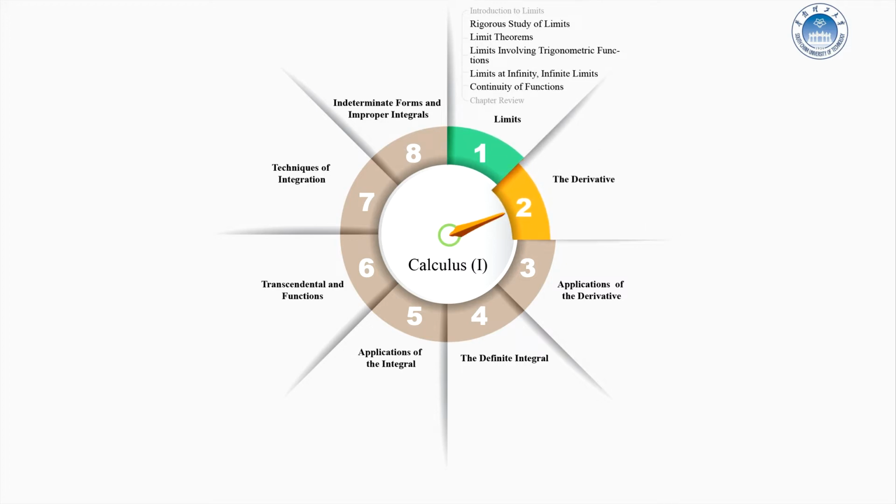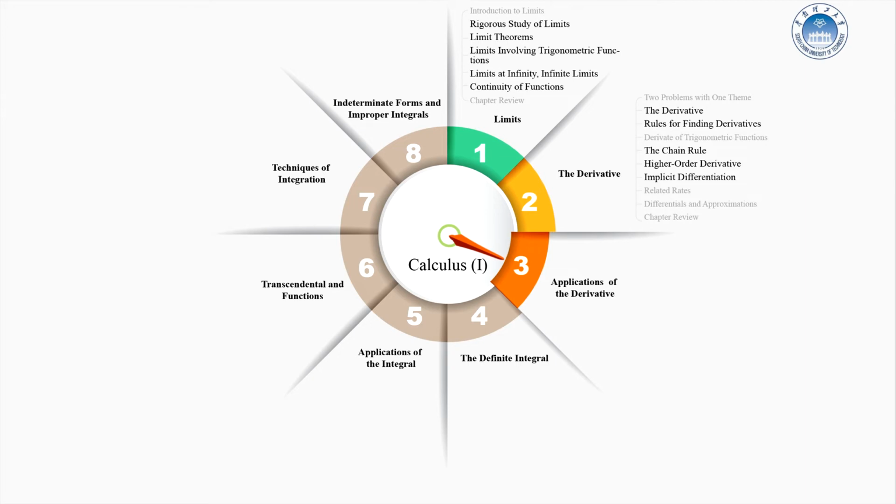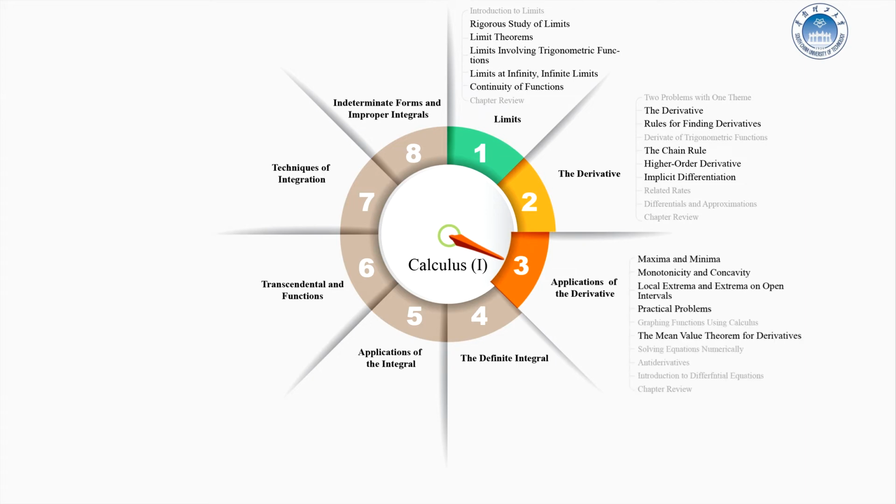In chapter 2, we'll study the derivative. Study the corresponding rules for finding derivatives and the chain rule. Remember, the chain rule is very important for our future study. We will study higher order derivatives, second order, third order, until nth order derivatives. Try to find some regulation. In Chapter 3, we will study applications of the derivative. In this chapter, we will study maximal and minimal, local extrema and extrema on open intervals, and then, using the mathematical idea, try to deal with practical problems, how to build up the corresponding mathematical model. Finally, we'll study the mean value theorem for derivatives.